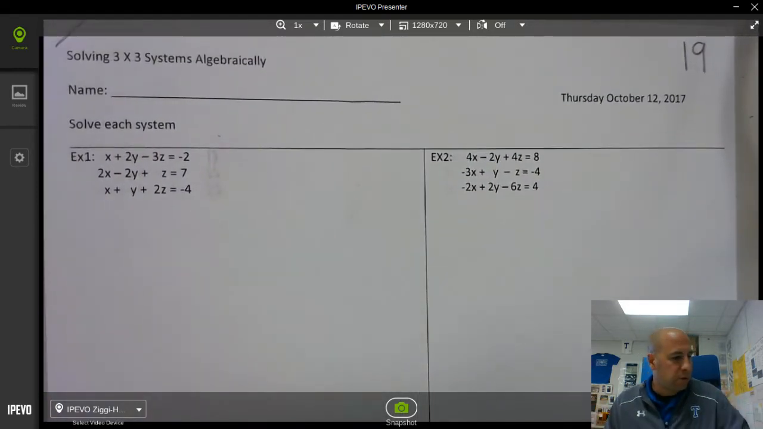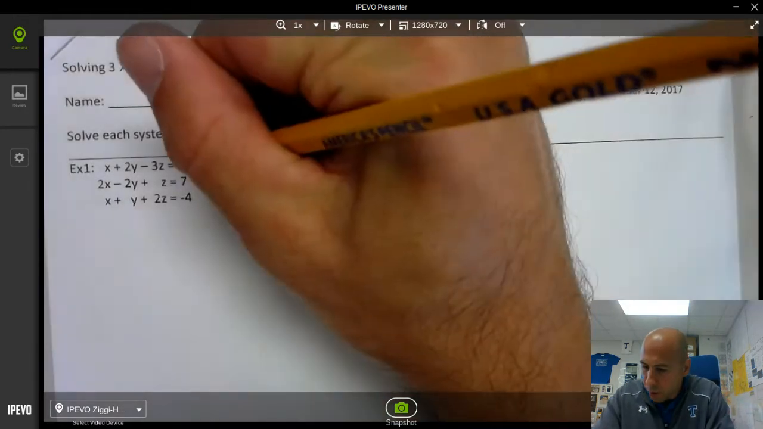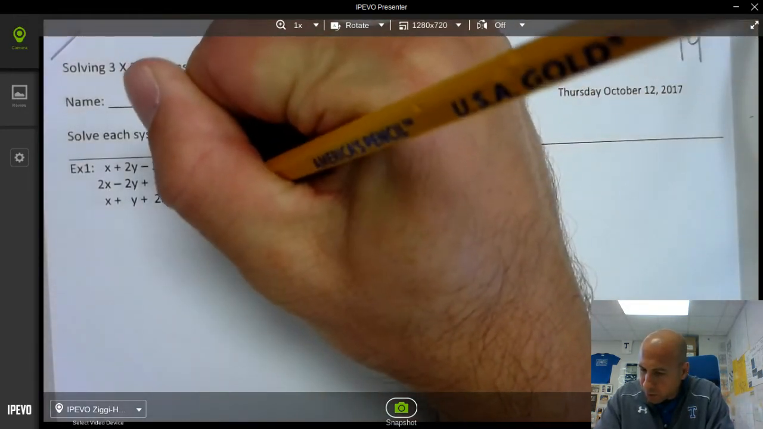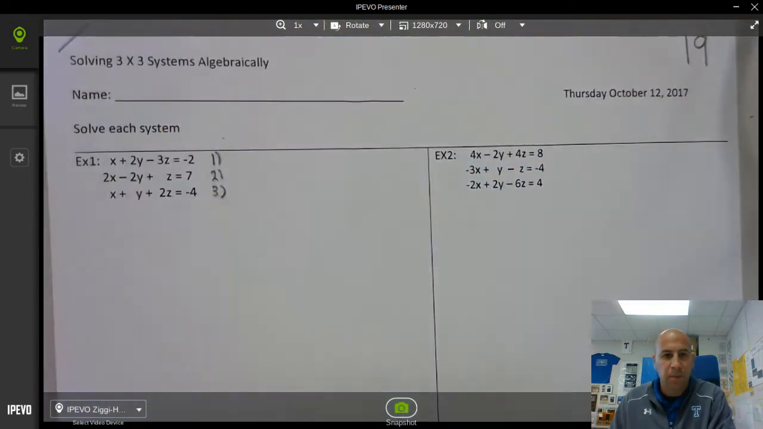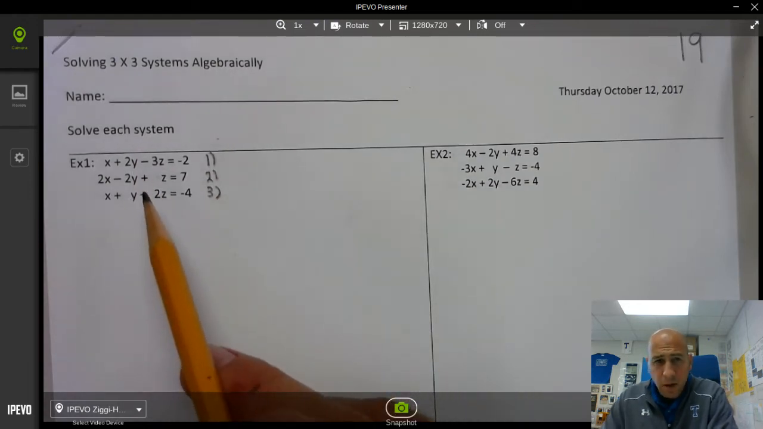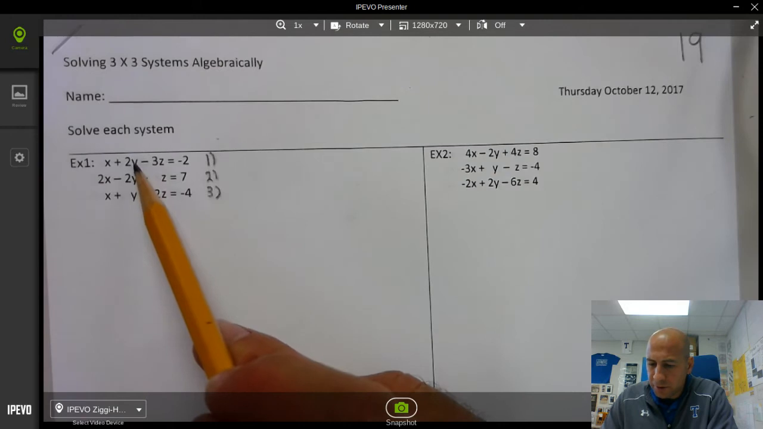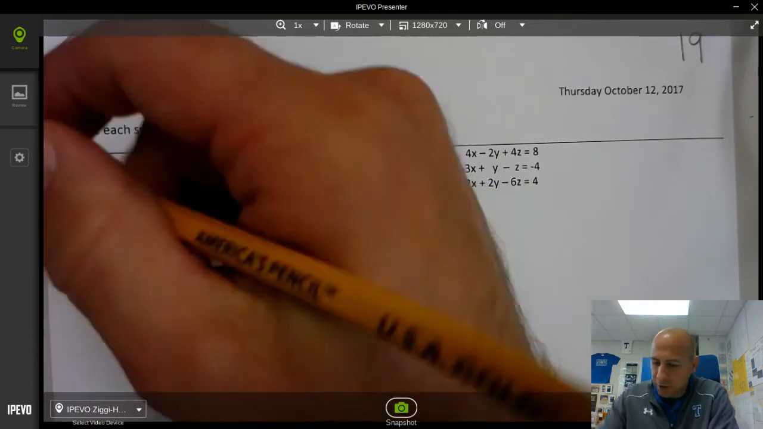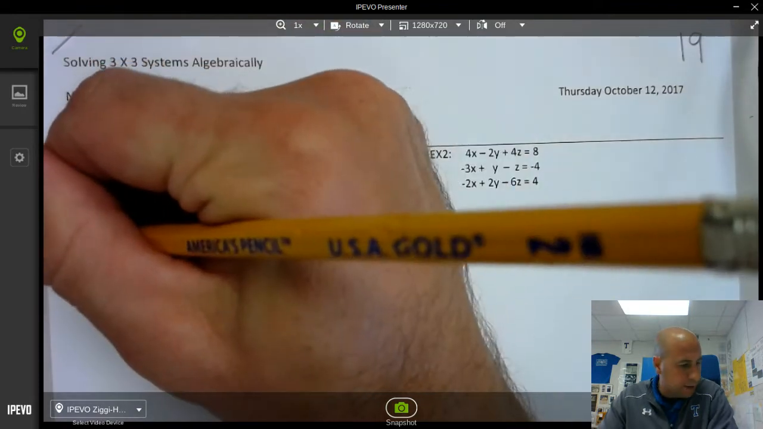All right, so step 1 says number the equations. So let's number 1, 2, 3. Okay. Now, step 2 says eliminate the same variable 1 and 2, 1 and 3, or 2 and 3. Well, I'm going to eliminate the y because I see the 2y and the negative 2y. So in step 2, I'm going to actually use equations 2 and 3.